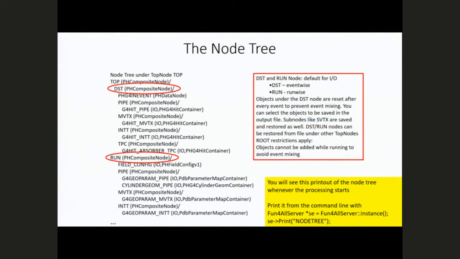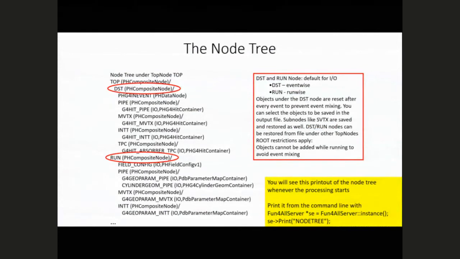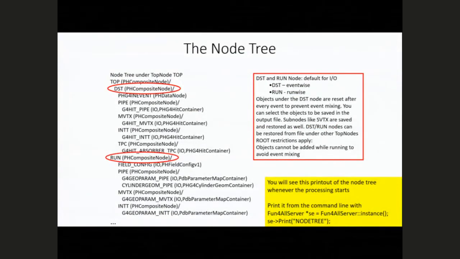Here are two trees which are important because they are the ones which get saved to the file. The DST node has the event-wise information under it, and under the run node is the run-wise information. Under the DST node, everything is reset after every event. After every event, fun4all cleans up so that events are not mixed in memory. That's what you really want to avoid: keeping information from a previous event and polluting some following event. So everything in here is reset after every event.